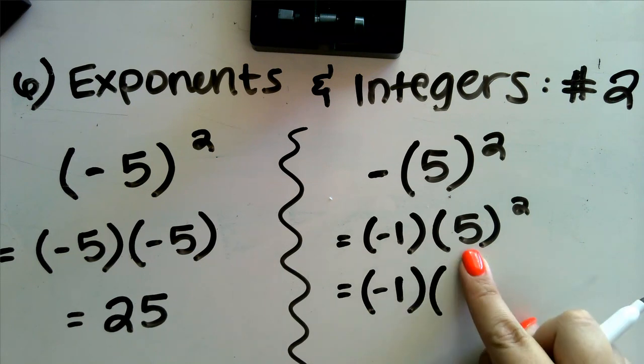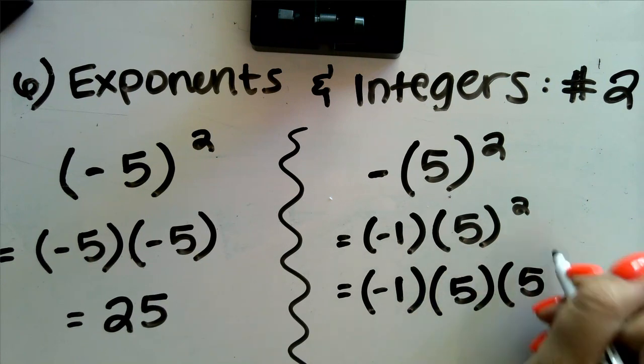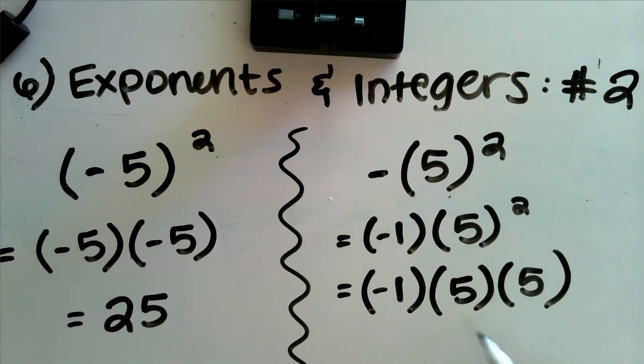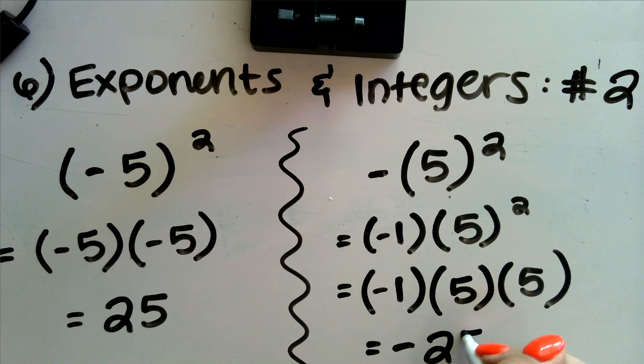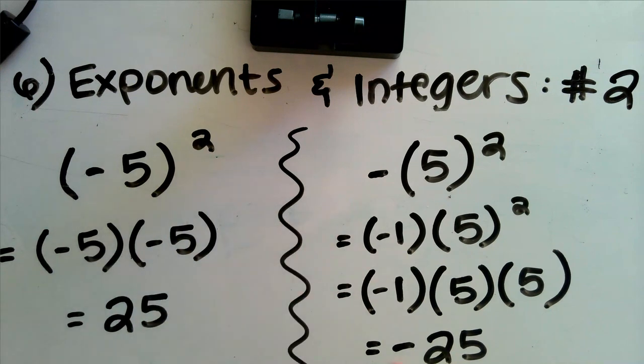And then we're going to expand this 5 to the second power: 5 times 5. 5 times 5 we know is 25. Now, 25 times -1, we end up with a -25. So if we see that our negative sign is sitting outside of the parentheses, that will tell us that we will most likely have a negative answer. So as you're going through these problems, be extra careful paying attention to where that negative sits in relation to its base.